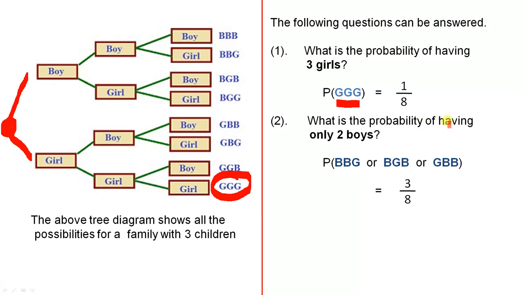What is the probability of having only 2 boys? Only 2 boys. All right. There's one. There's another one. And there's another one. It only occurs 3 times. There they are there. So the probability of having only 2 boys is 3 out of 8.